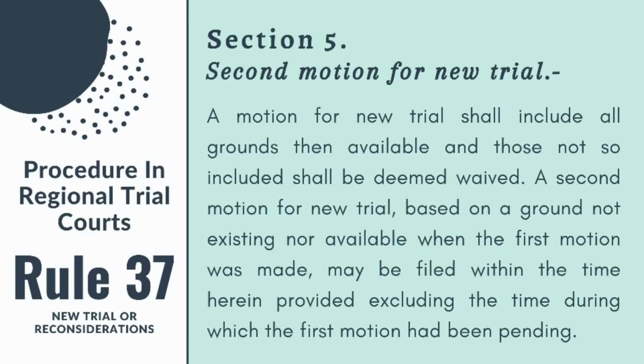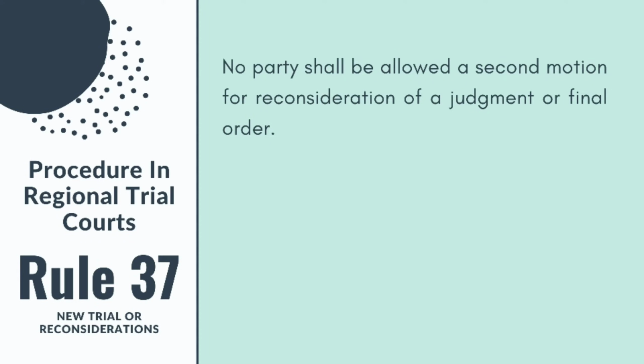Section 5. Second motion for new trial. A motion for new trial shall include all grounds then available, and those not so included shall be deemed waived. A second motion for new trial, based on a ground not existing, nor available when the first motion was made, may be filed within the time herein provided, excluding the time during which the first motion had been pending. No party shall be allowed a second motion for reconsideration of a judgment or final order.